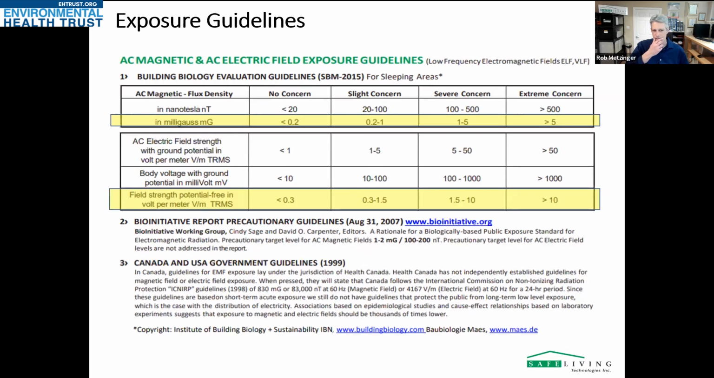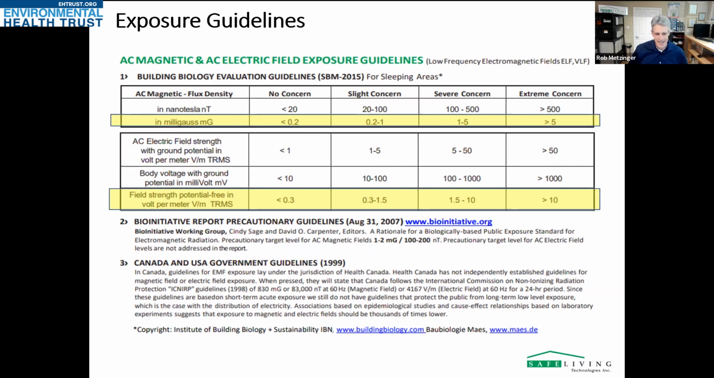If we now look at AC magnetic and AC electric fields, these would be sources from power: anything that uses power, power lines, wiring in your home, things like that. Typically we measure in milligauss, and our ideal goal would be less than 0.2 milligauss. Slight concern would be 0.2 to 1. If you're in that range, we're generally happy with that. And for electric fields, the slight concern range is again somewhere around 0.3 to 1.5.